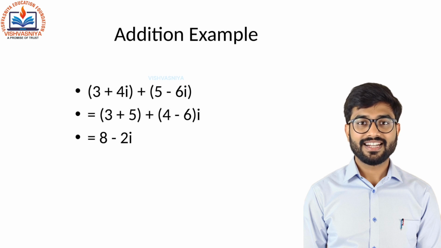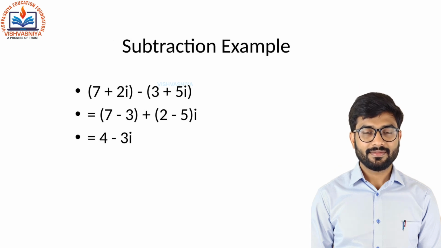Example: (3 plus 4i) plus (5 minus 6i) equals (3 plus 5) plus (4 minus 6)i equals 8 minus 2i. Subtraction of complex numbers. In subtraction, again subtract real from real and imaginary from imaginary.